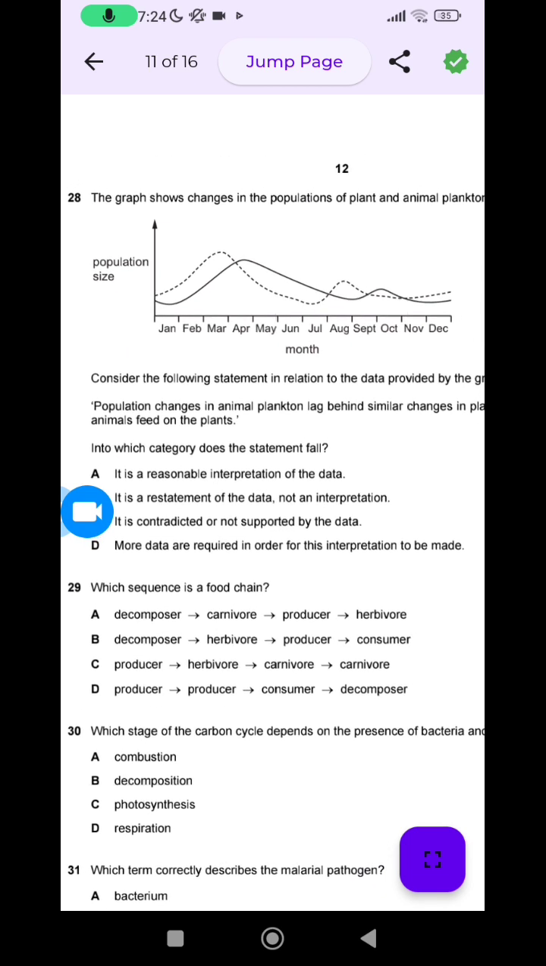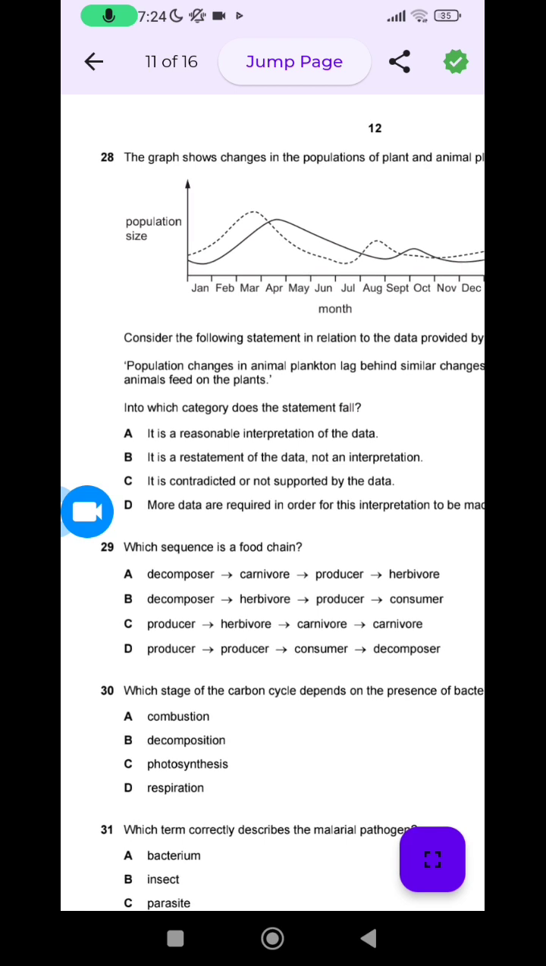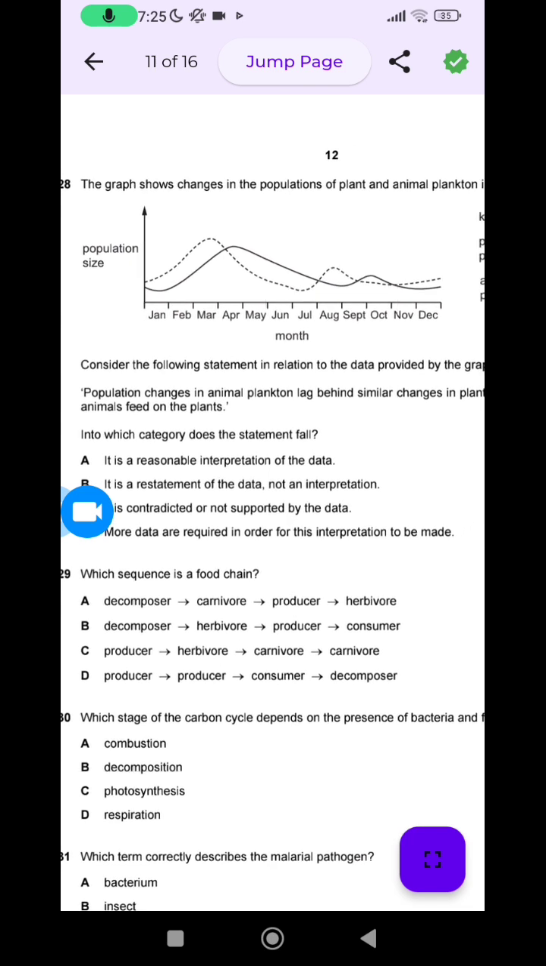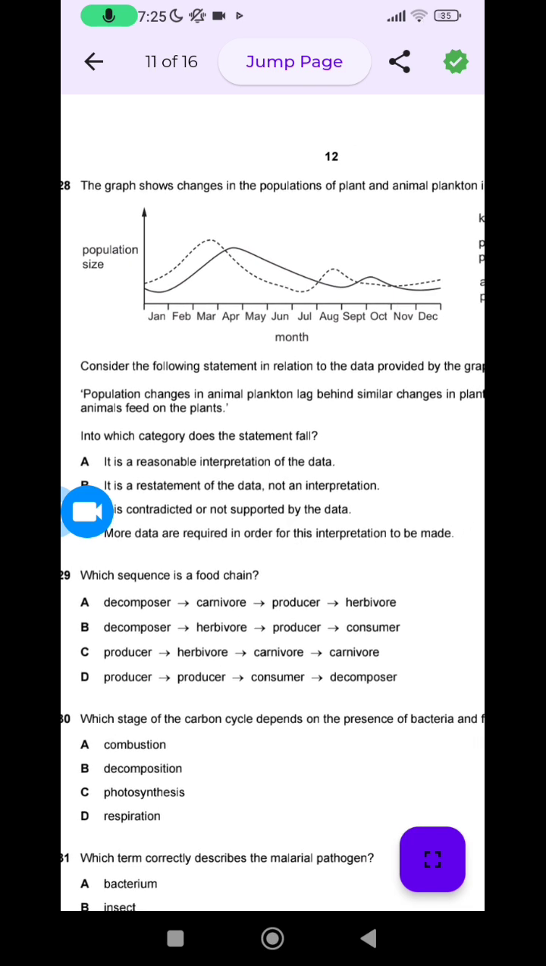C says it is contradicted or not supported by the data. No, we can easily see that as plant population spikes, so does animal population, and as plant population decreases, animal population also decreases. So it is not contradicted or not supported by the data. As A says, it is a reasonable interpretation of the data. Yes, we can see that both the increase and decrease occur nearly at the same time, quite closely, because when plant population decreases, as we can clearly see, animal population also decreases.